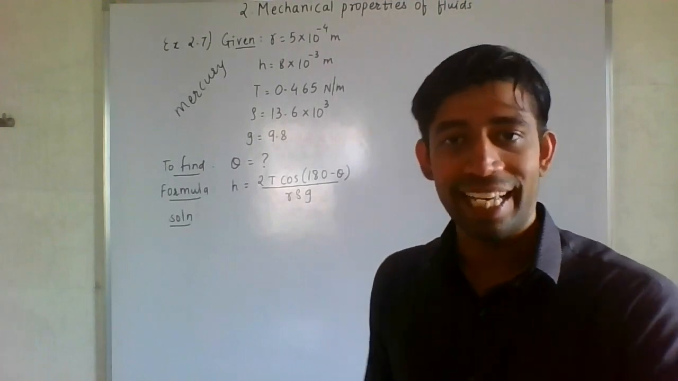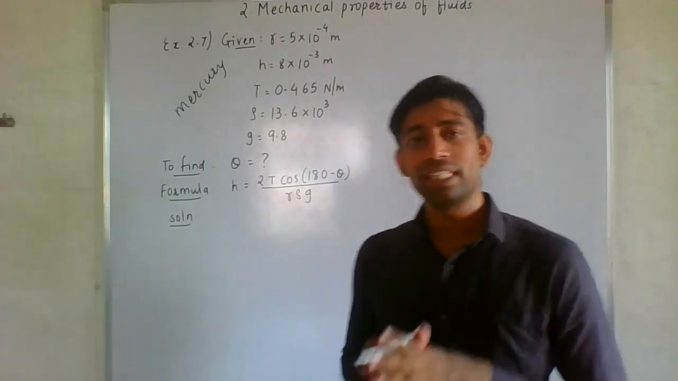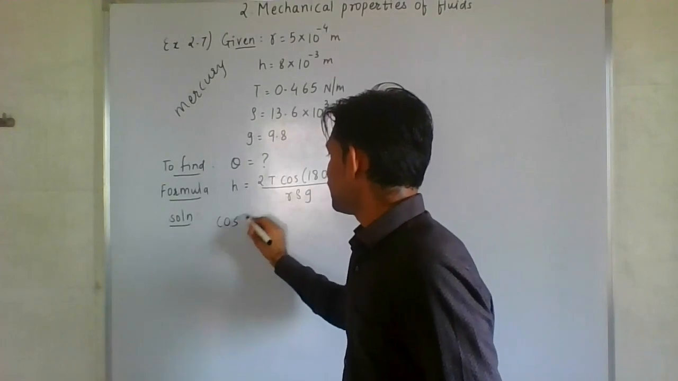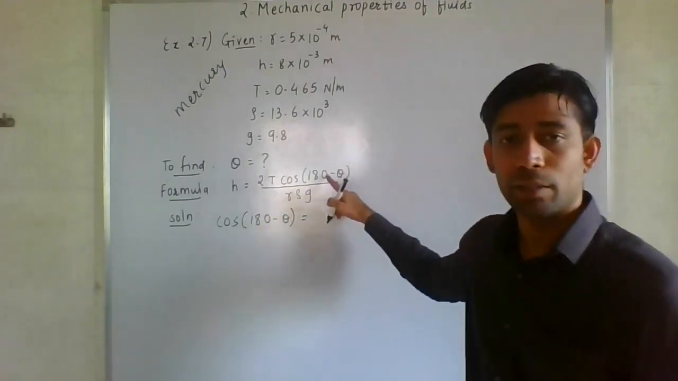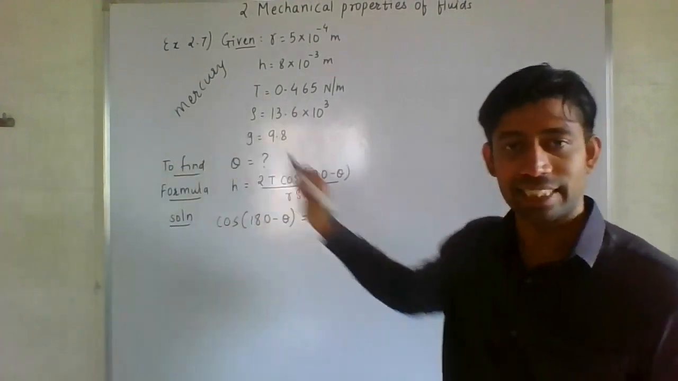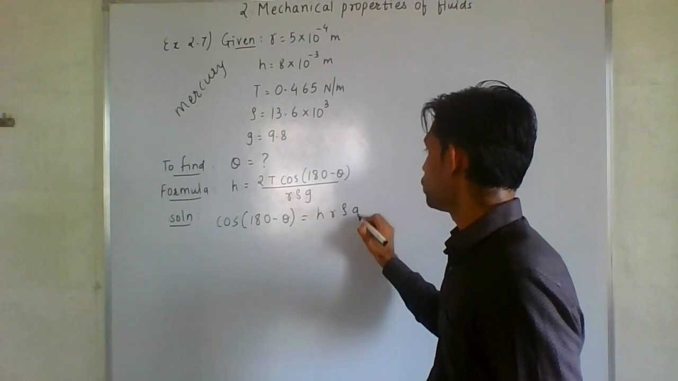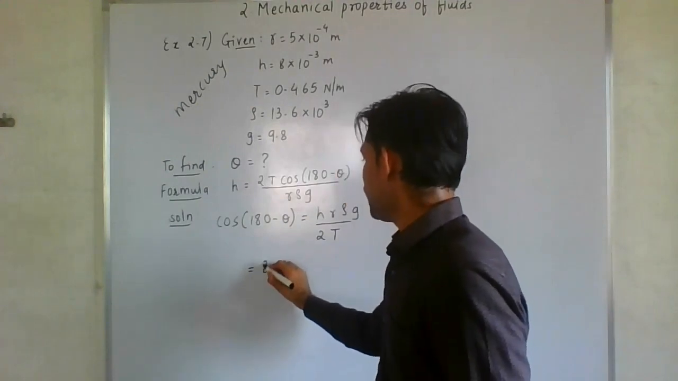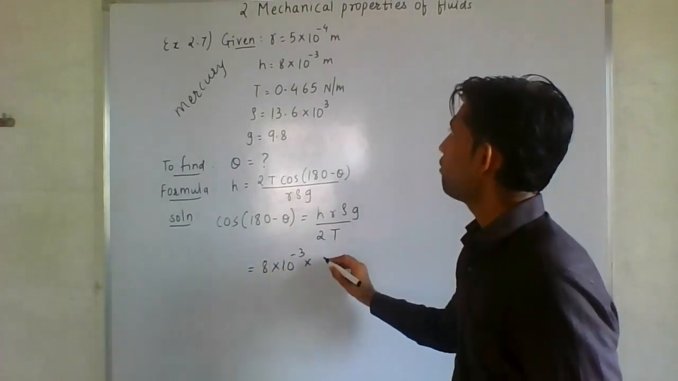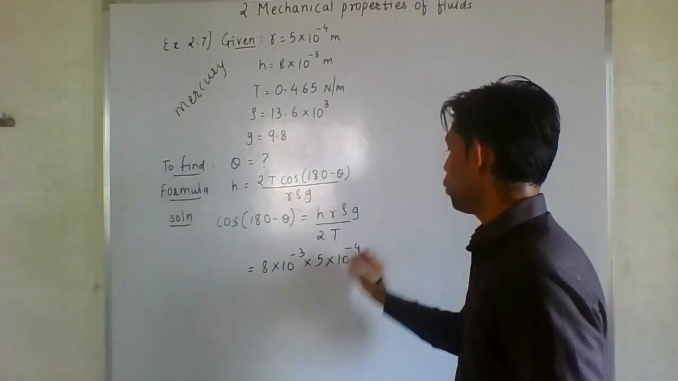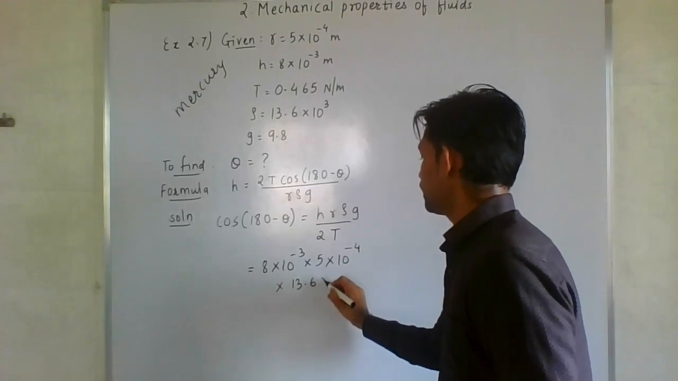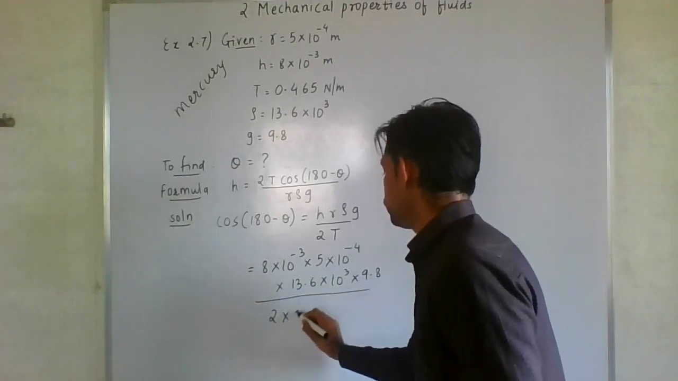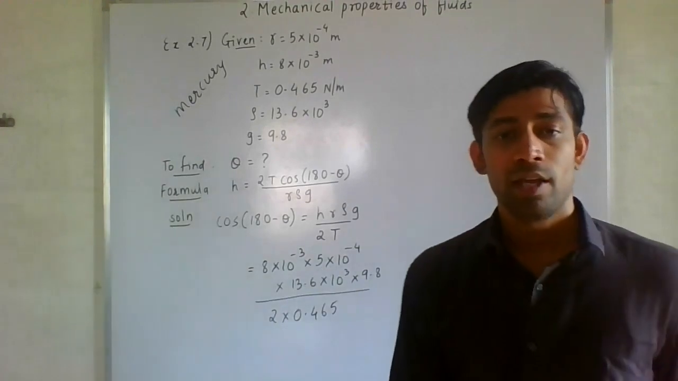I'll be solving this sum till the end, till the last answer, because the calculation part is a bit difficult and you need my help for that. So I'll write the next step as 180 minus theta. This term is kept as it is. Rest all terms we will shift that side. So H r rho g divided by 2t. Let's substitute the values. H value 8 into 10 raised to minus 3, r value 5 into 10 raised to minus 4 into 13.6 into 10 raised to 3 into 9.8 divided by 2 into 0.465. Got this?